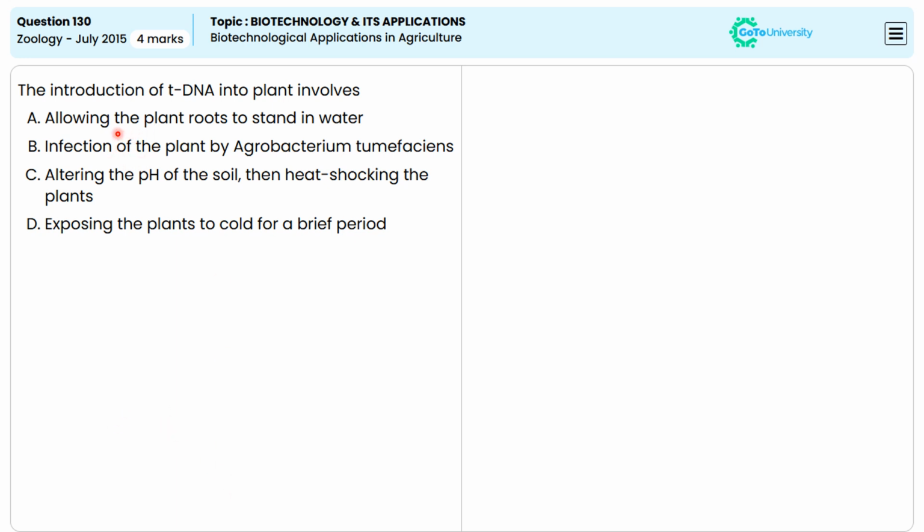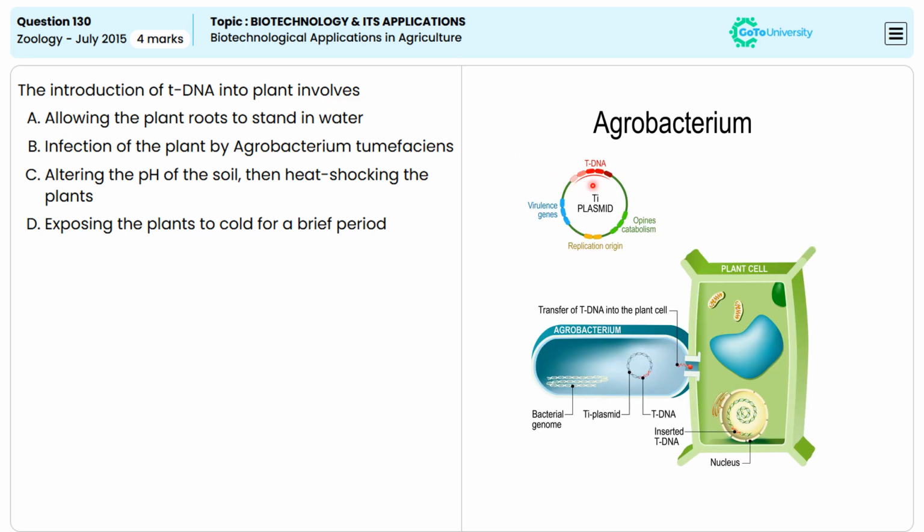Which among the following is related to the introduction of tDNA into plants? The process of introducing tDNA, or the transferred DNA, into the plants primarily involves the bacterium Agrobacterium tumefaciens, which naturally transfers the genetic material into plant cells.